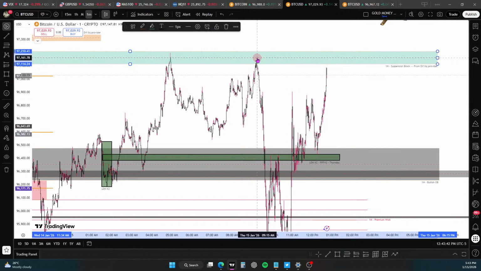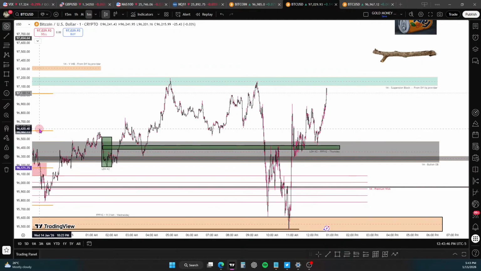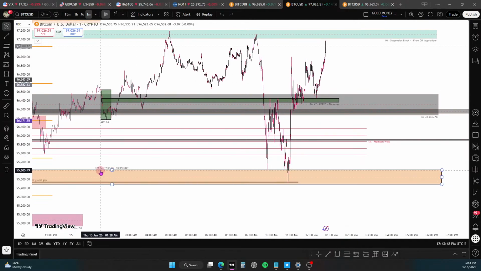And then you could sell the consequent encroachment of the suspension block into the first presented fair value gap of 9:31 after 9:31 a.m. on Wednesday, into any of these targets here. And then what could you have done there? You could have bought that up to this high. Oh, the suspension block again.